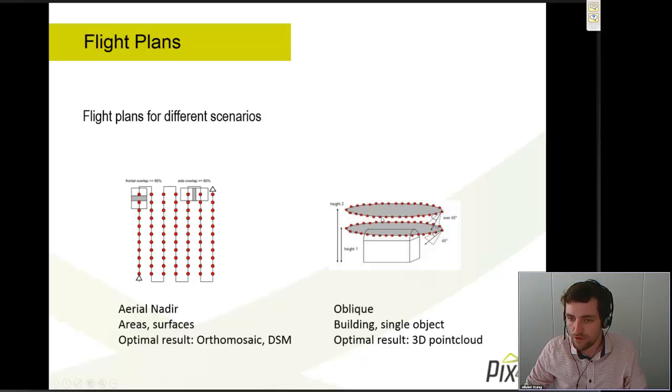Another scenario where you can also use the software, which is slightly different, is when you try to do purely oblique imagery. This is when you try to achieve single object reconstruction, buildings, and in this situation the optimal output will be the 3D point cloud, because you will have points on the facade and everywhere because you've captured it. Of course, you can also mix the two types of projects, and I'm going to discuss that at the end of the presentation.